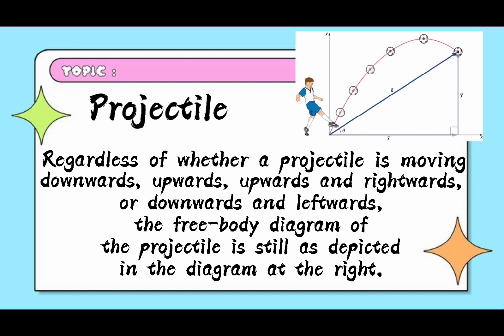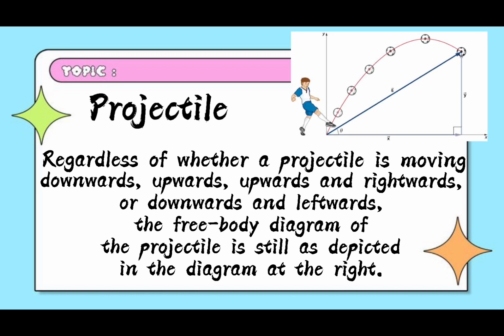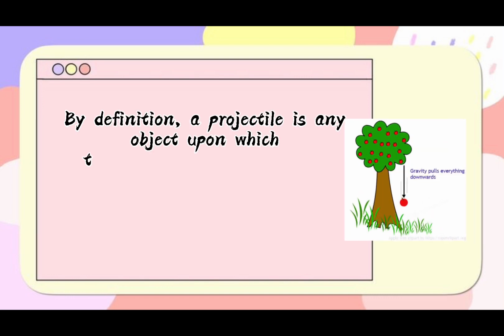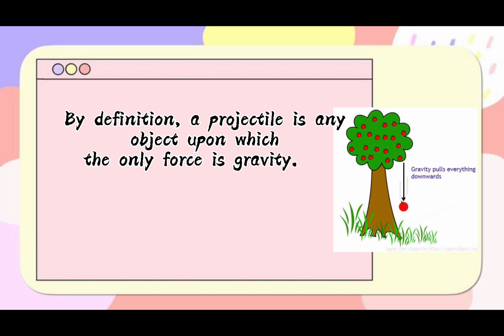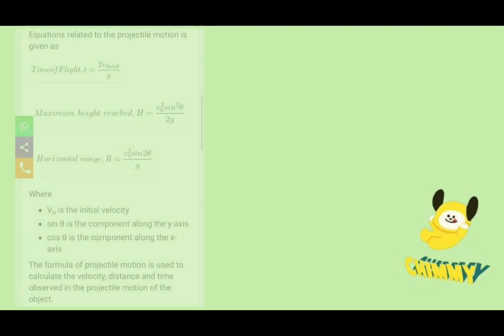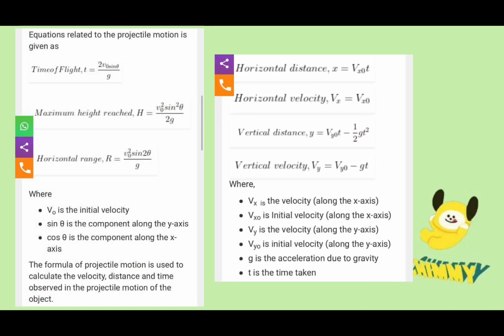Regardless of whether a projectile is moving downwards, upwards and rightwards, or downwards and leftwards, the free body diagram of the projectile is still as depicted in the diagram at the right. By definition, a projectile is any object upon which the only force is gravity. Following are the formulas of projectile motion, which is also known as the trajectory formula.